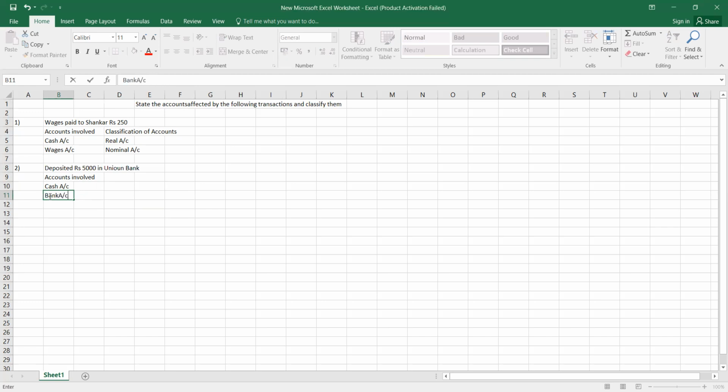So your cash account is a real account. Please go through the earlier videos. This is the third video in which we are solving the problems on classification of accounts step by step. So the first account is the cash account, which is a real account. Second account involved is the bank account, which is a nominal account.